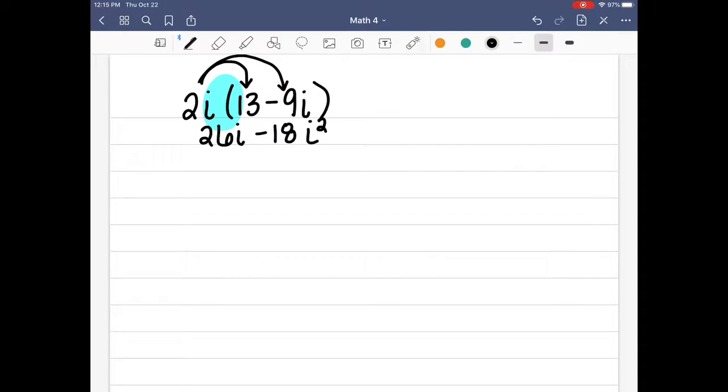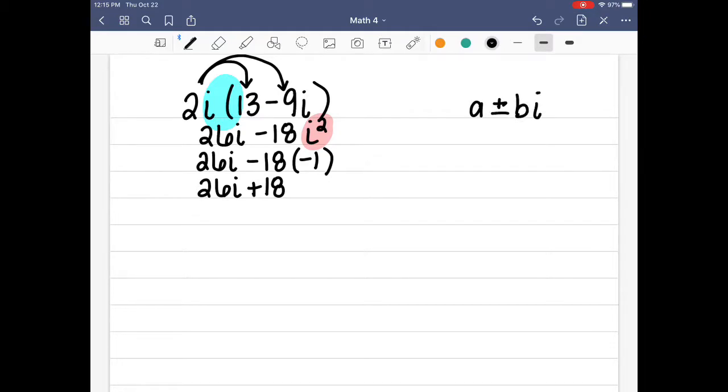So this is where I was saying just a second ago, you really need to remember what your i squared equals because we can actually simplify that value. So we have 26i minus 18, and where I have i squared, I'm now going to substitute -1. And then I finally have 26i, and then -18 times -1 is going to be +18. If you write it in that format, plus or minus bi, so your real plus or minus your combination with imaginary, then you would want to write it 18 plus 26i.